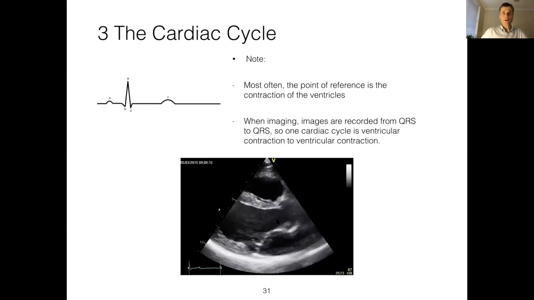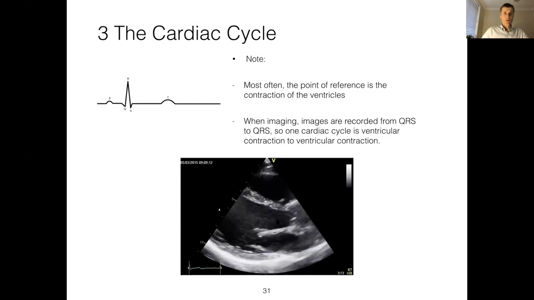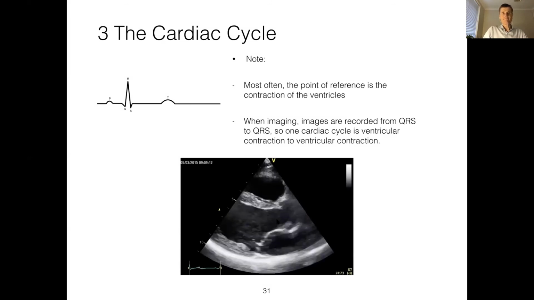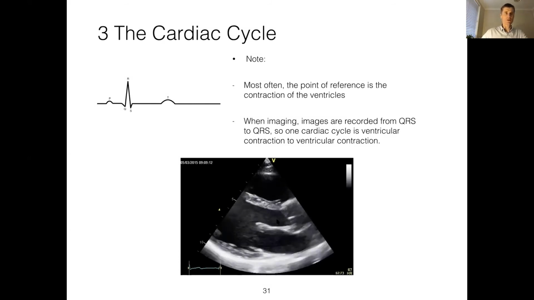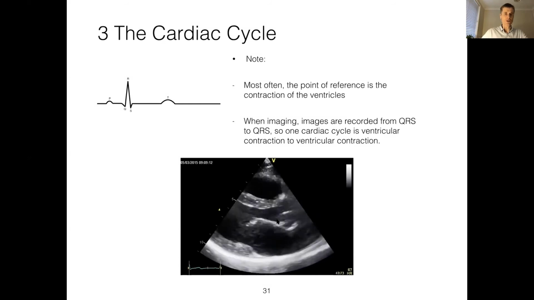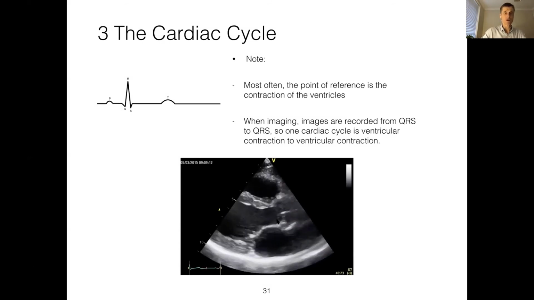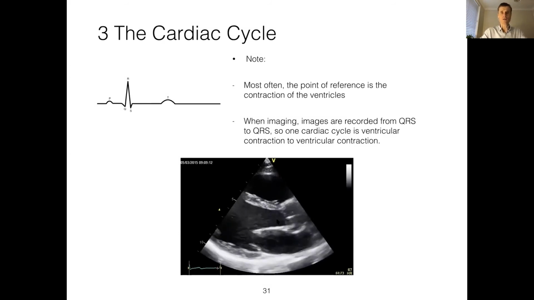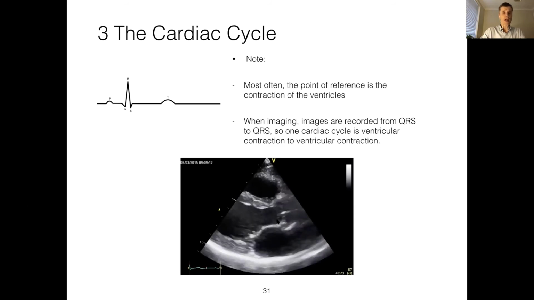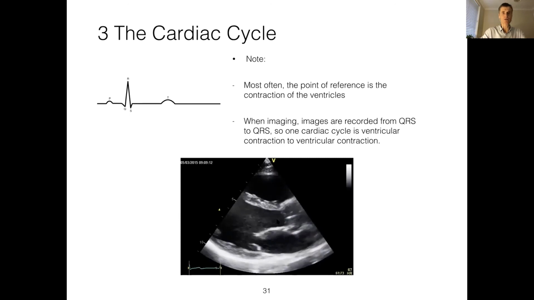Most often, when we're imaging, the cardiac cycle is somewhat abbreviated. Rather than starting with the P wave, it's easier for the machine to capture images starting with a QRS complex and ending with a QRS complex. So when we're talking about a cardiac cycle in echocardiography, we're recording the motion of the heart from one ventricular contraction to the next.